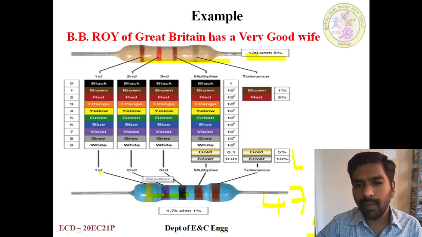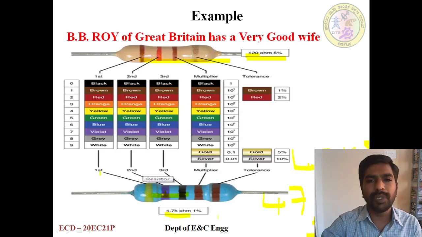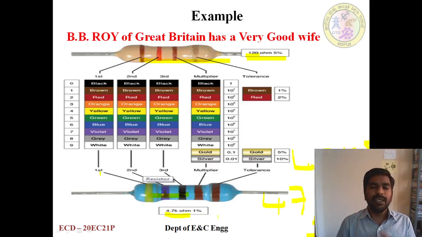4700 can be written as 4.7 kilo ohm. We can make it specific: 4.7 kilo ohm plus or minus 1%. This is the way we can calculate the resistor value with the help of the color code mentioned in the resistor bands. See, this is the way you have to do it in your laboratory.